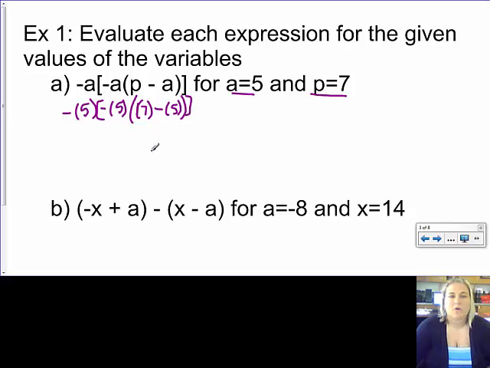Once we have our substitution done, all we have to do is follow our order of operations. So parentheses, we have to start with our innermost grouping symbol, which is right here. 7 minus 5 gives us 2, and we're going to bring everything straight down the way that we see it.